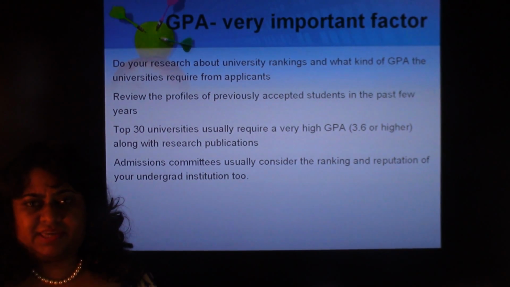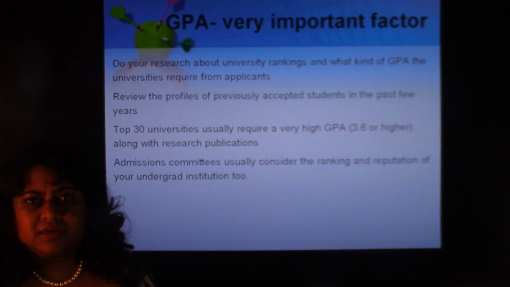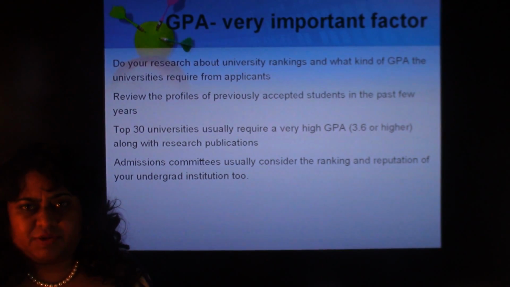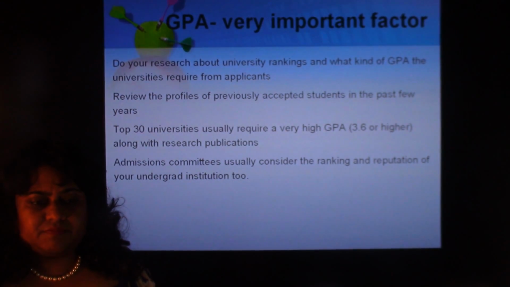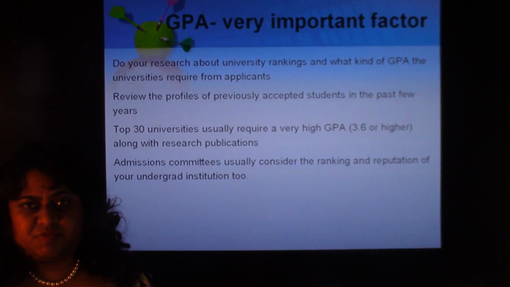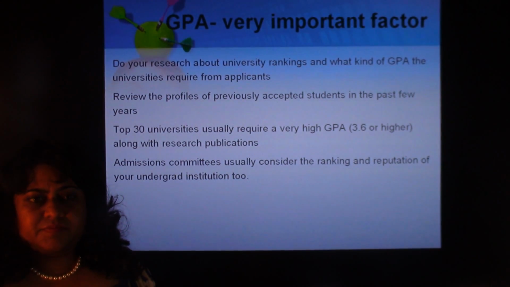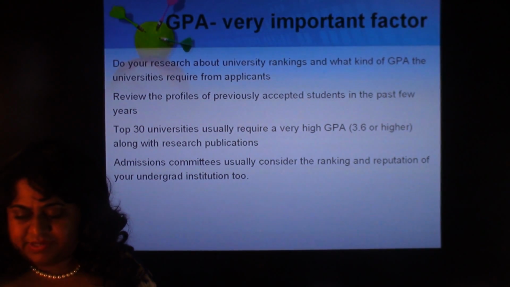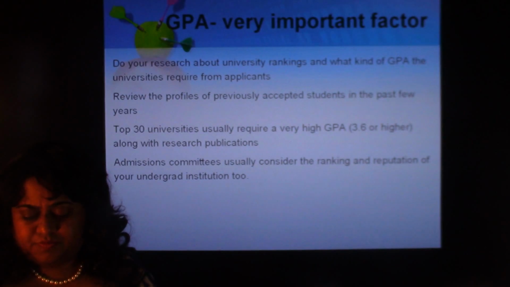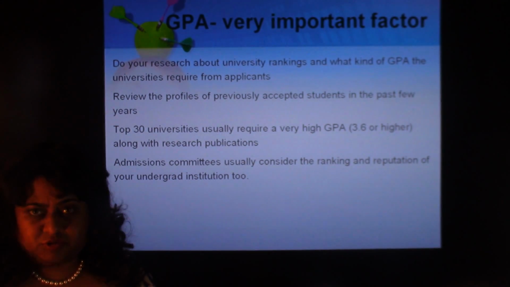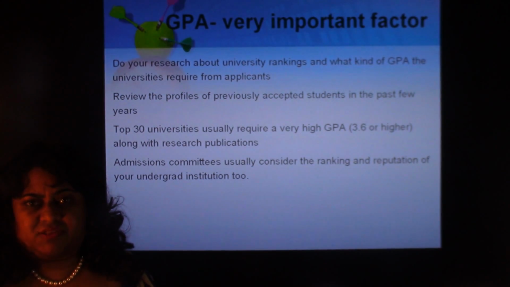So if that university gave admission to a lot of students who had an undergraduate GPA of only about, say, 3.0 or 3.2, that's approximately 60 to 70% in an engineering college in India, then maybe you can think you have some chance of getting in there. But a lot of topmost universities, like say top 30 universities, require a very high GPA, like 3.6 and above, in order to accept students, and they would also prefer someone who has research publications.